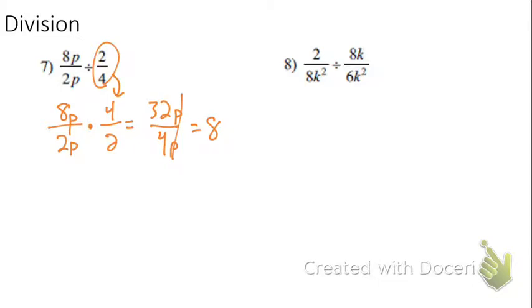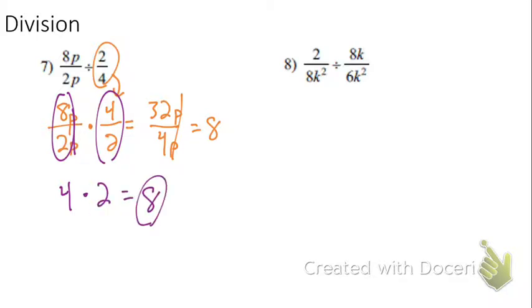So if I simplified, the p's go away first. 8 divided by 2 is 4. 4 divided by 2 is 2. 4 times 2 is 8. So we get 8 the same way. So here you could have several different things down for your work and still get the same correct answer.